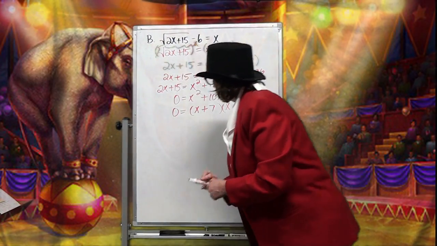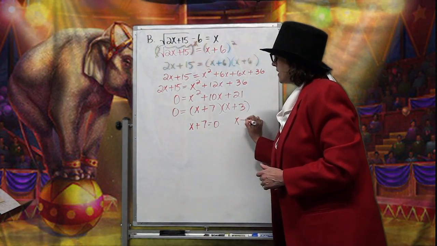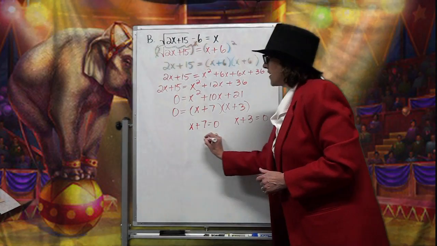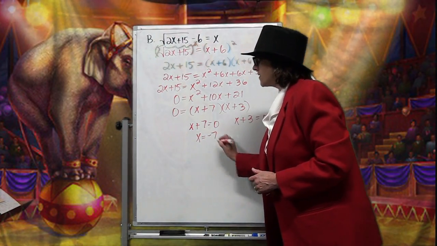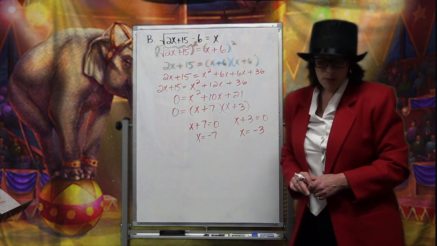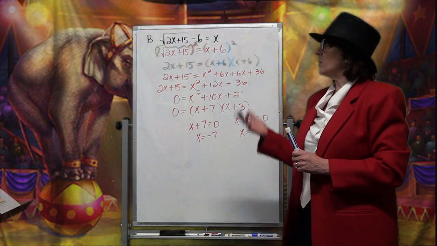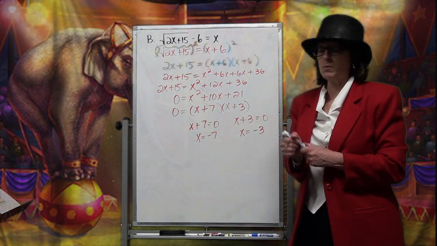So either the x plus 7 is the 0 or the x plus 3 is the 0. Now if the x plus 7 is 0, x is -7. If x plus 3 is 0, x is -3. But recall, I need to check for those extraneous solutions because it could be that when I plug it back in the beginning, it causes problems.